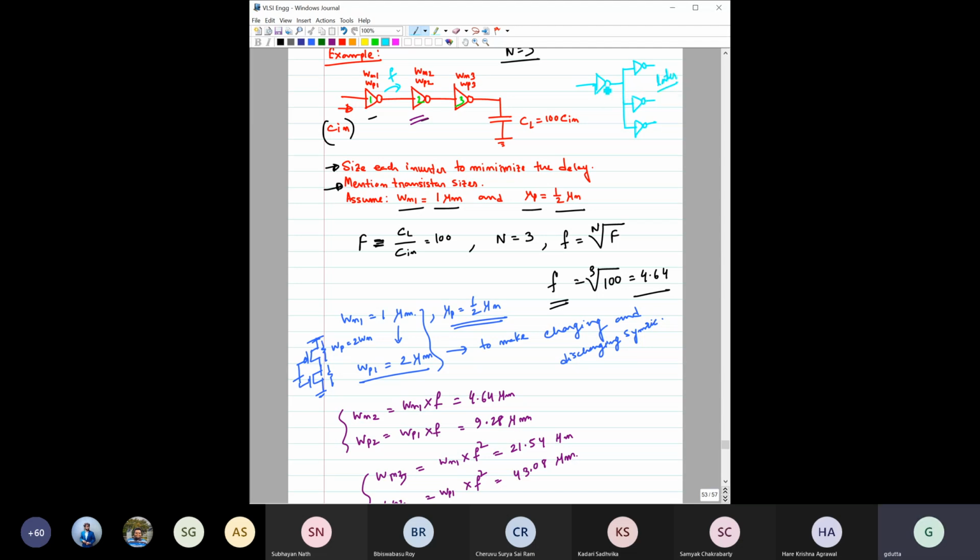Eventually it might not be an inverter only. It might be a NAND gate which is actually driving this. So in that case, if there is a mixture of multiple gates, how will you find the delay and how do you minimize it?